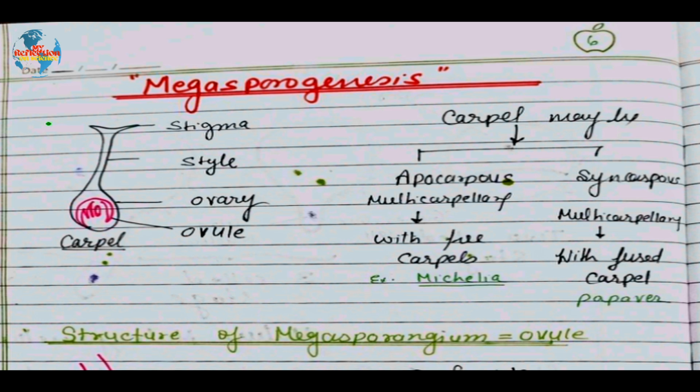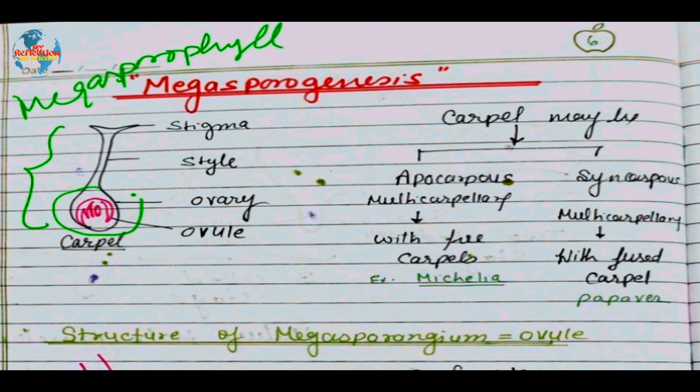This is termed as carpel. This carpel is called as megasporophyll, which is basically having three parts. The basic part, which is at the base, is called as ovary, which consists of ovule.